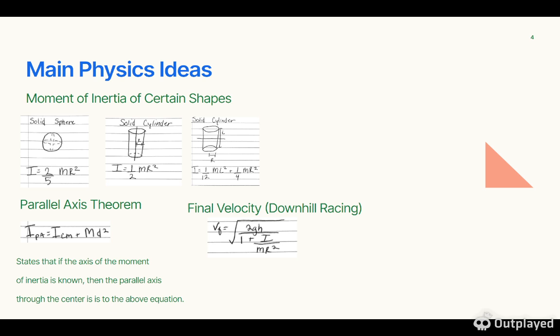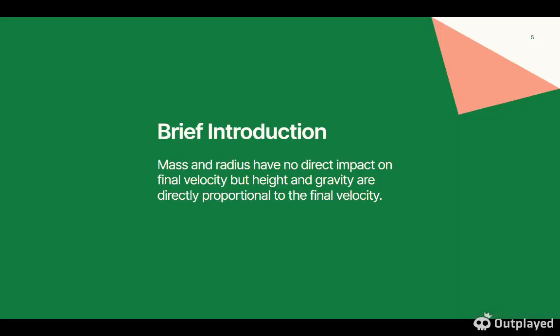The parallel axis theorem, which states that the axis of the moment of inertia is known, and the parallel axis through the center is equal to the above equation. And final velocity, downhill racing, more specifically. Brief introduction. Mass and radius have no direct impact on final velocity, but height and gravity are directly proportional to the final velocity.